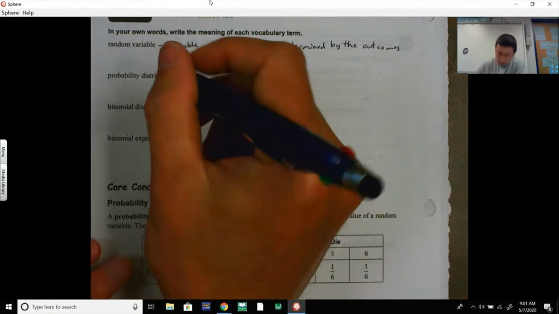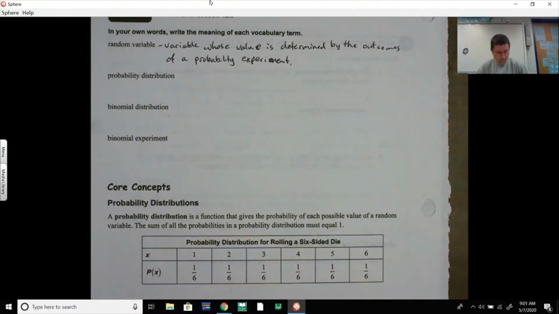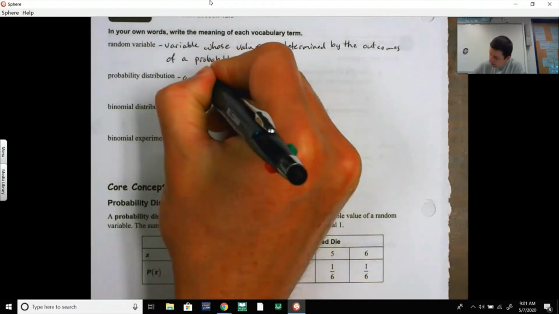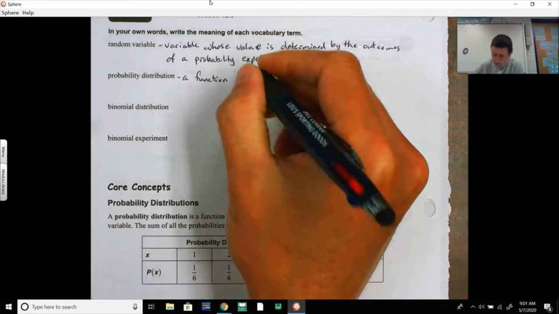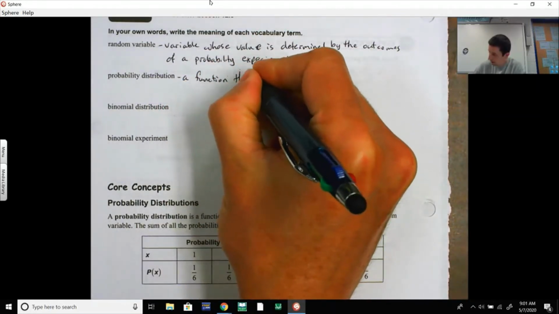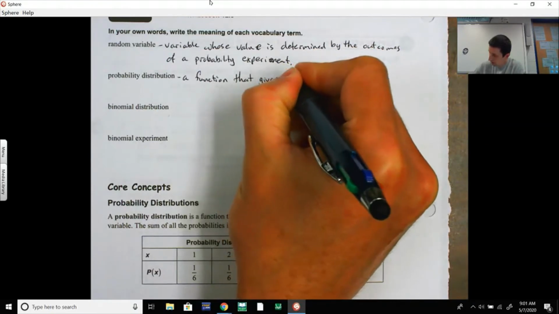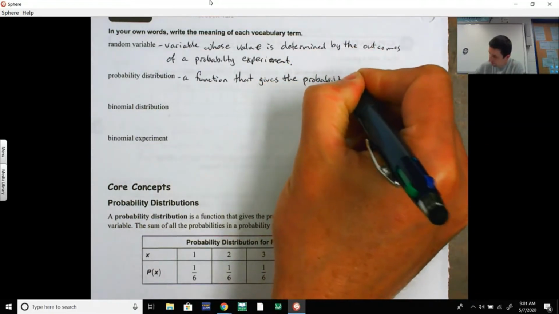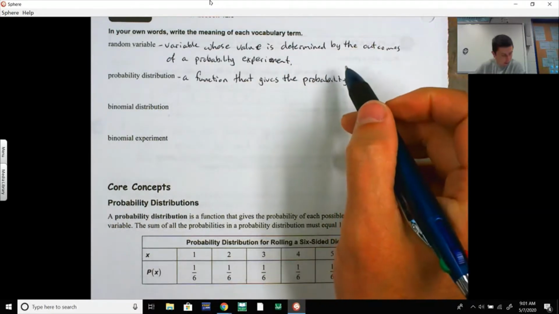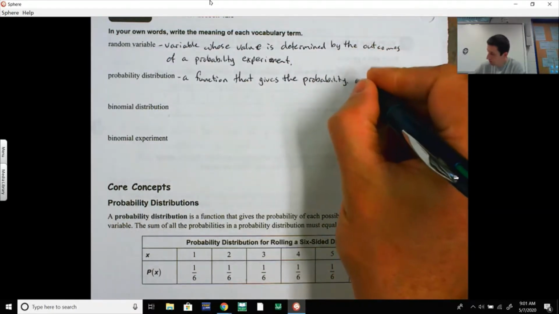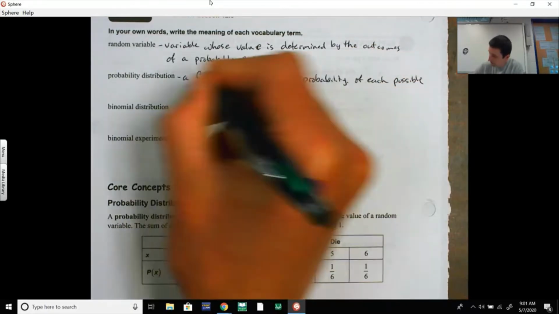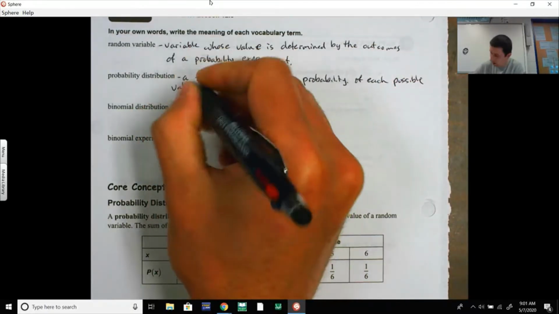So a probability distribution, this is a function that gives the probability of each possible value of a random variable.